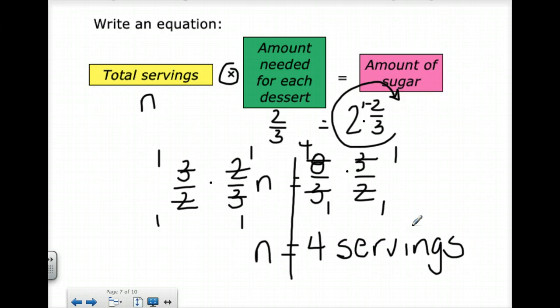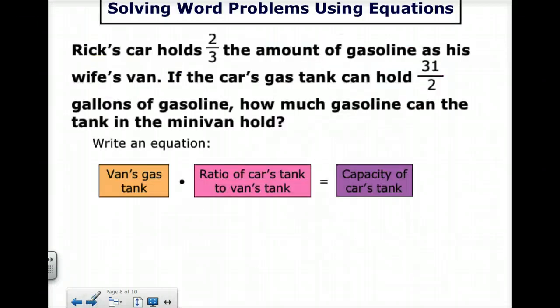One more story problem. This time we're going to talk about gasoline in a car. Rick's car holds 2/3 the amount of gasoline as his wife's van. If the car's gas tank can hold 3 1/2 gallons of gasoline, how much gasoline can the tank in the minivan hold? The van's gas tank is what we are looking for, so that's going to be our variable.